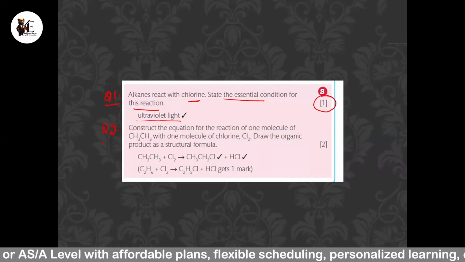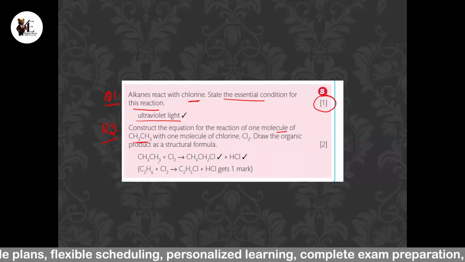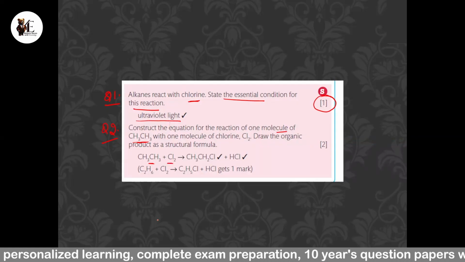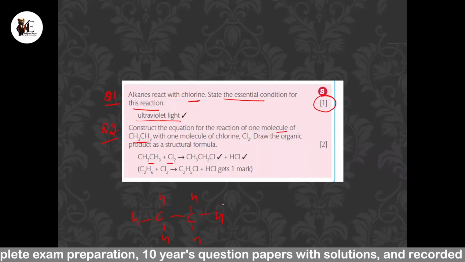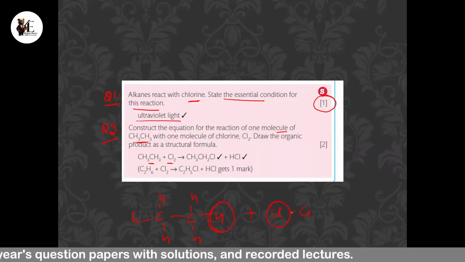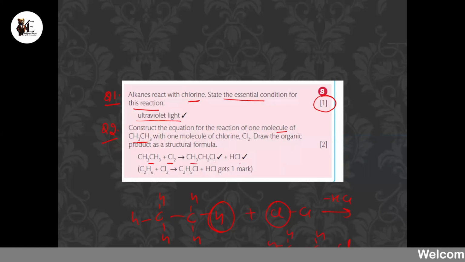Question number 2 is construct the equation for the reaction of one molecule of CH3CH3. It is what? Ethane, right? So you have to write down this equation with one molecule of chlorine. So what happens? One H of this is my CH3 and this is my CH3. So here one hydrogen, it gets replaced by one chlorine. Okay, and then we have the product. The reaction happens minus HCl, and here we have the product like this: CH3CH2Cl. Okay, so here the product is CH3CH2Cl plus HCl. So this is a question of 2 mark.